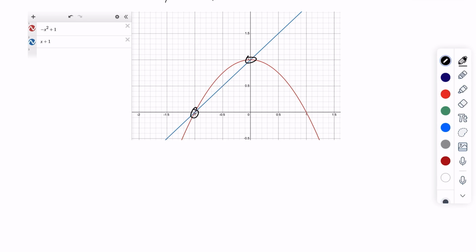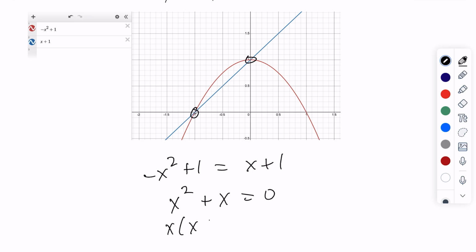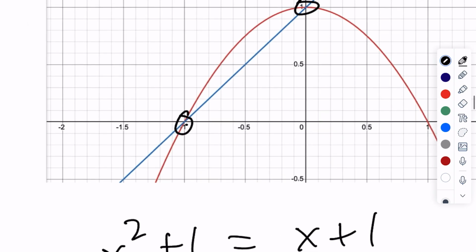So we need to find out where they actually meet, and we've set the functions equal to each other. So we have minus x squared plus 1 equals x plus 1, and now we solve for x. So we can have x squared plus x equals 0, and if we factor, x will equal 0 and negative 1. And that looks right based on our graph.